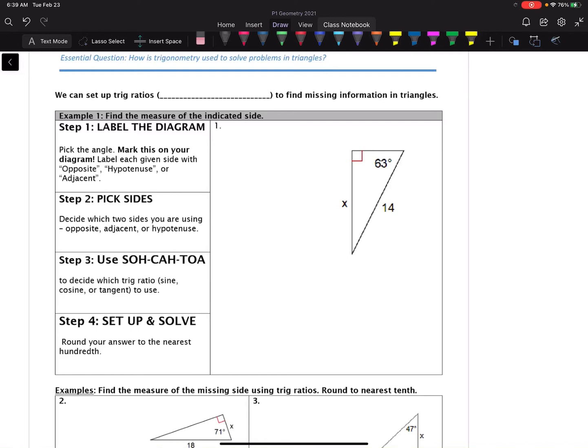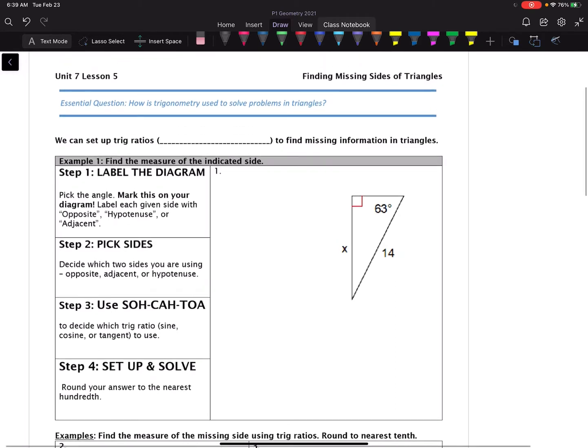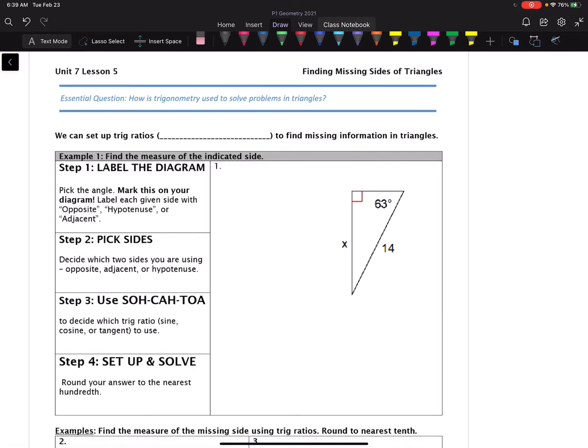So in lesson 7.5, we continue to work with trig ratios. And 7.5 looks specifically at finding the missing sides using those trig ratios. So we can use those trig ratios, which we learned about yesterday, which were sine, cosine, and tangent, to find that missing information.